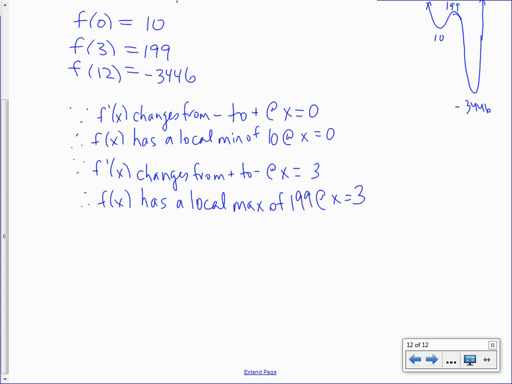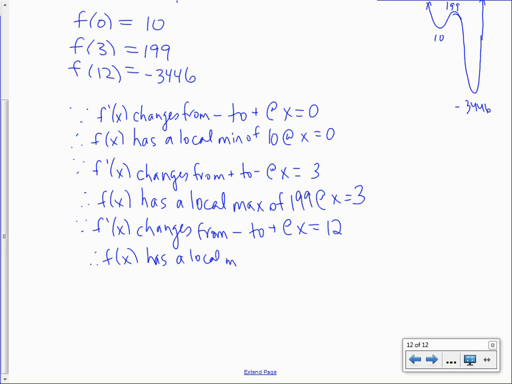And then the last statement, since f prime at x changes from negative to positive at x equals 12, therefore f at x has, I'm going to say, a local min of negative 346 at x equals 12. But before I just continue on to the next question, what do you think I'm going to write? This is also the location of the absolute min. Yeah?